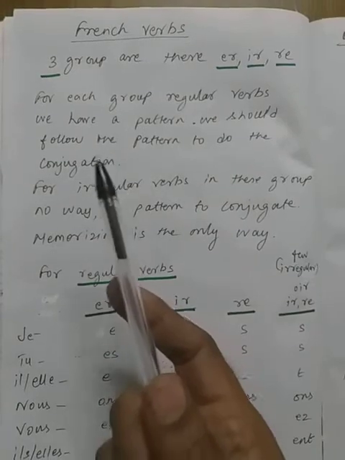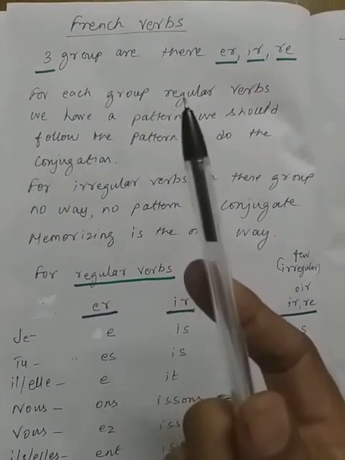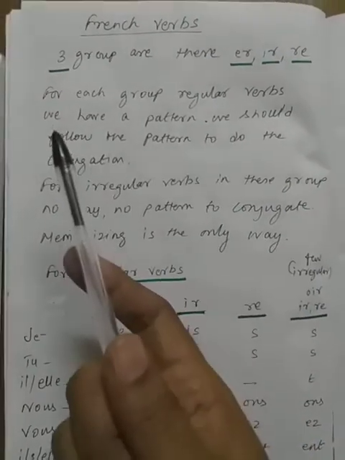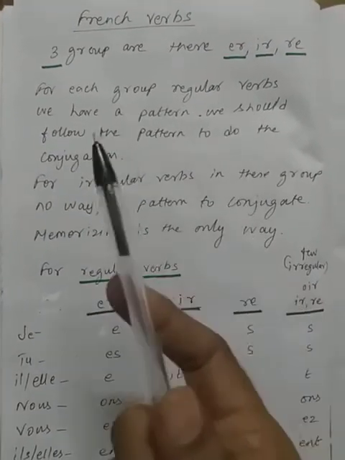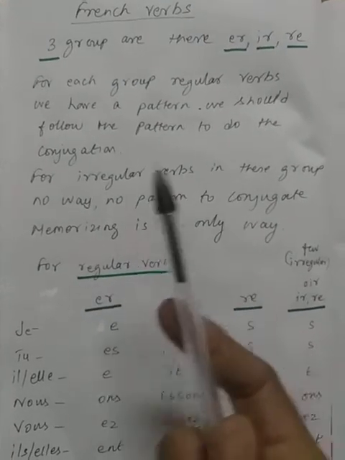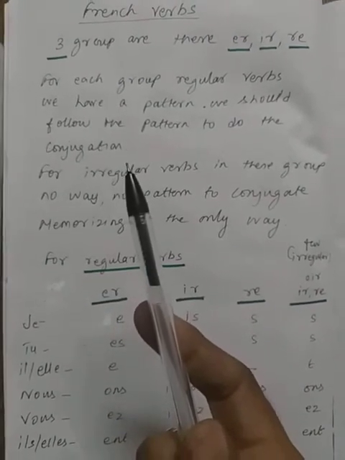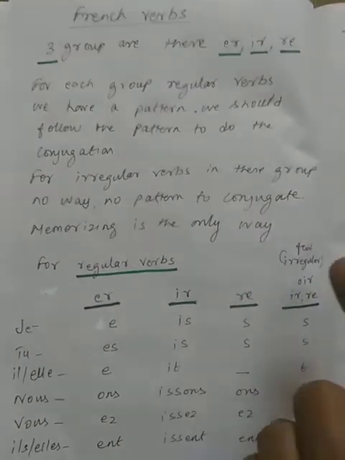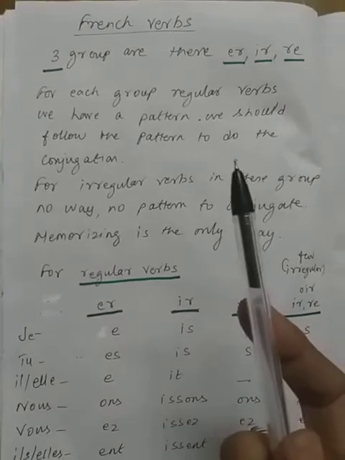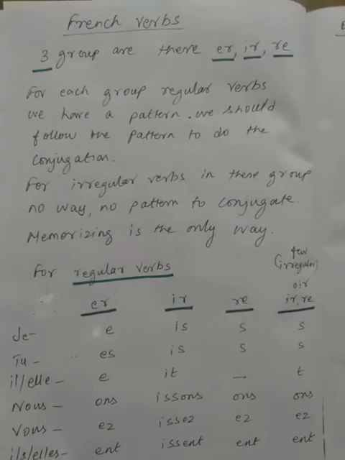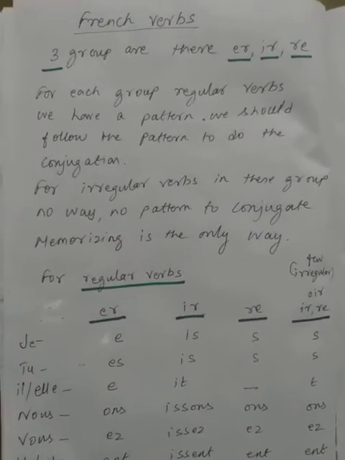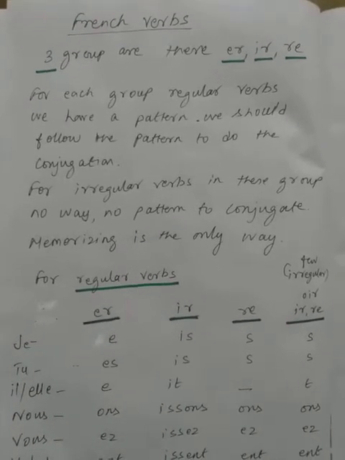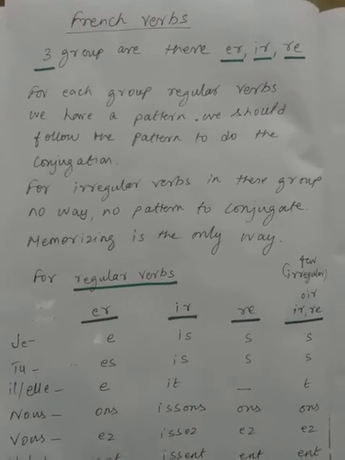Because for regular verbs, you can learn a pattern and follow the pattern. For irregular verbs, you cannot follow a pattern; it will be totally different. For each group of regular verbs, we have a pattern, and we should follow the pattern to do the conjugation. That's all. Regular verbs, irregular verbs, how to identify? Just by learning. There is no other method. We will tell you this is regular, this is irregular. You have to make a note of the irregular verbs, then learn them.